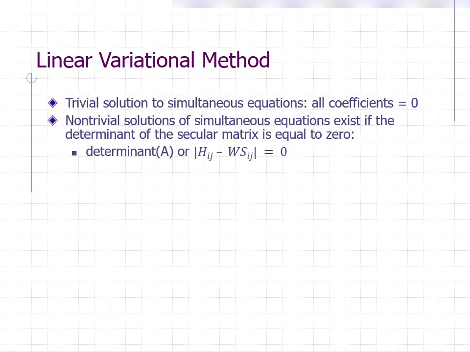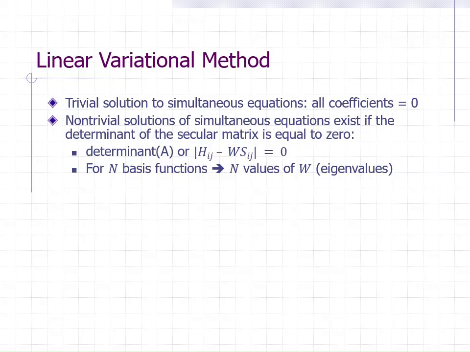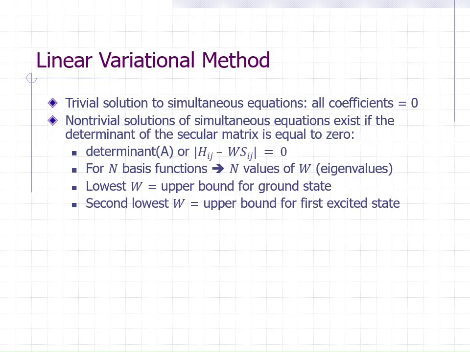So we set the determinant of A with elements h sub i,j minus w s sub i,j equal to 0. For n basis functions, this condition leads to n possible values of w, which are called the eigenvalues. The lowest value of w provides an upper bound for the ground state energy. The second lowest value gives an upper bound for the first excited state, and so on.